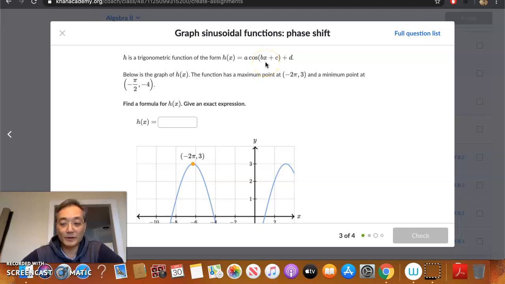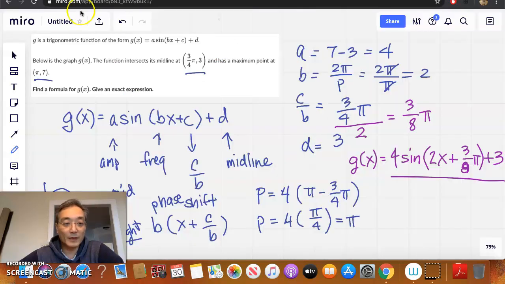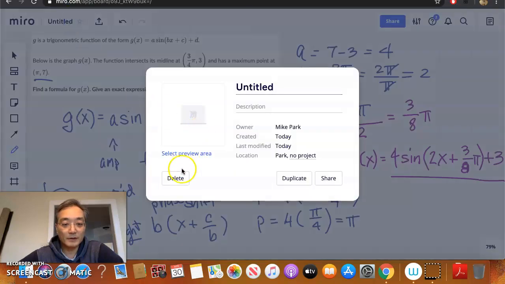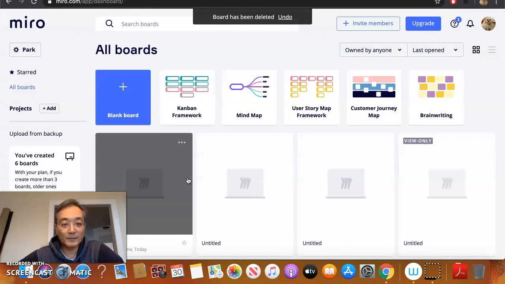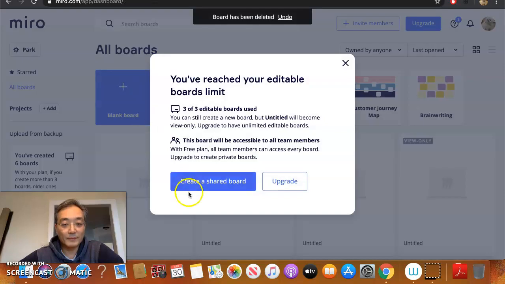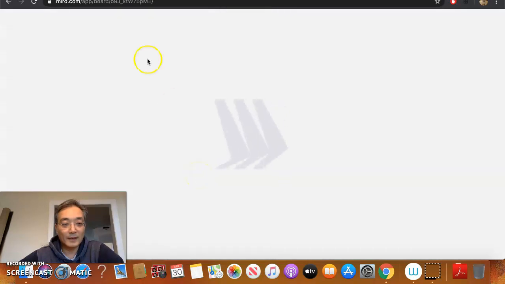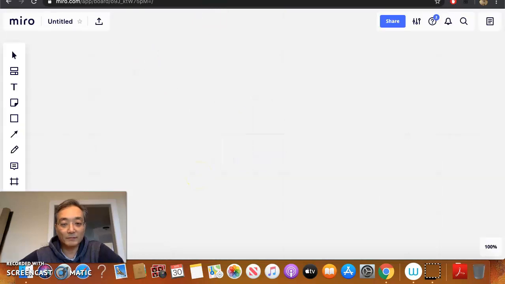All right, so let's take a look at this problem right here. So h is a trig function of the form h of x is this. Below is the graph of h of x. You're given a maximum point and a minimum point, and they want you to find the entire function. So let's do that. Let's get rid of this and start with a clean slate. All right, and we are ready to go.